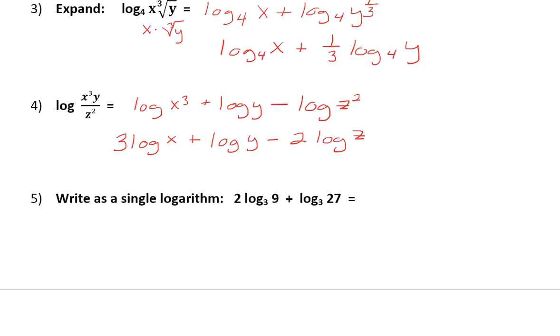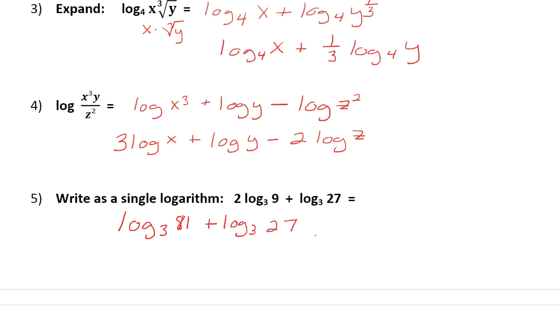All right, one last example. We are to write this as a single log. First thing, bring the 2 up, it becomes an exponent. So I have log base 3 of 9 squared. I can write 81 plus log base 3 of 27.